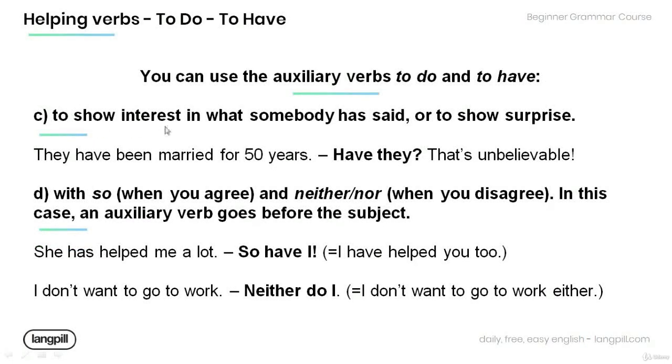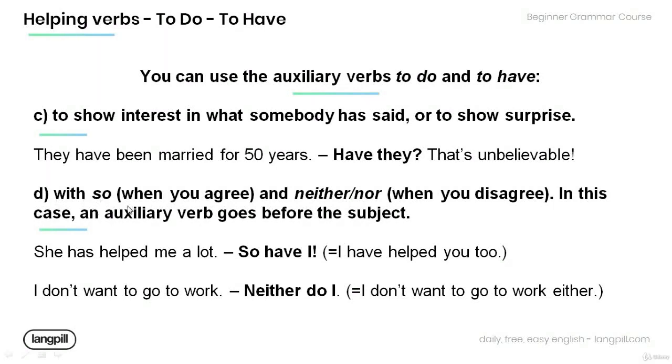C, to show interest in what somebody has said or to show surprise. Have a look at the example below. They have been married for 50 years. Have they? That's unbelievable. Surprise.